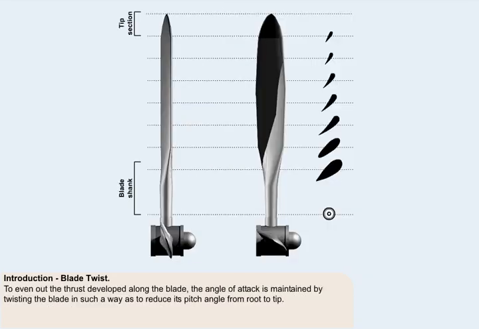The angle of attack depends on blade angle, the rotational speed of the propeller, and the forward speed of the aircraft. To keep the angle of attack within necessary limits along the length of the blade, we therefore reduce the blade pitch from root to tip. This has the effect, when the aircraft is in flight, with the propeller rotating at its designed operating RPM, of maintaining a fairly constant thrust force along the length of the blade.